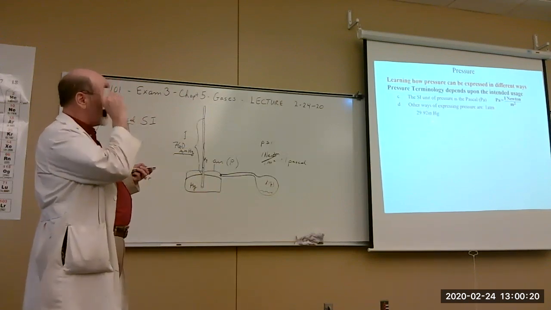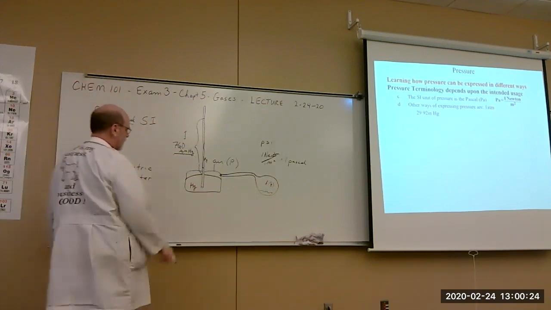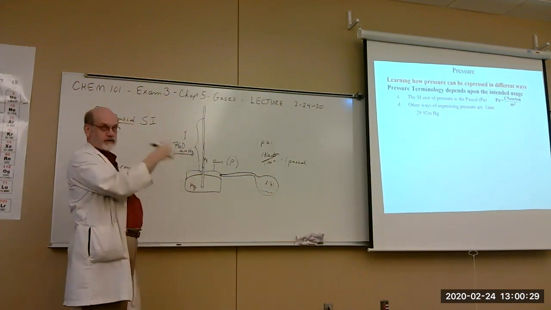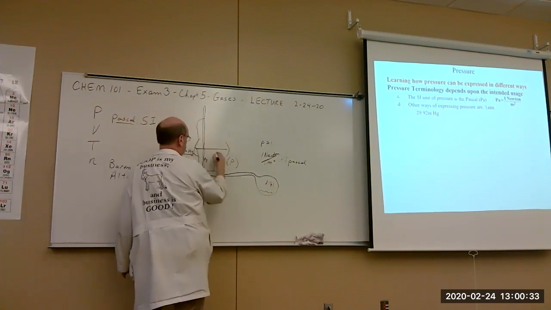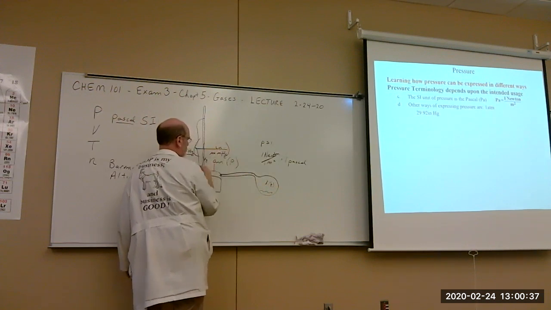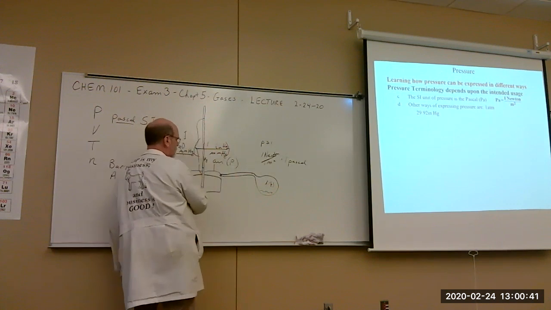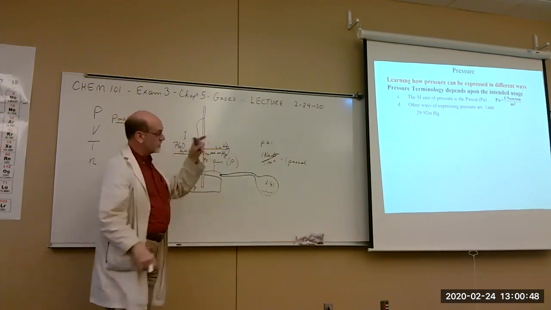Also, 1 atmosphere is equal to 29.92 inches of mercury. So to get that, all you have to do is convert millimeters of mercury. Conversion factor. Right? So millimeters of mercury here, inches of mercury there. What's the relationship? 1 inch equals 25.4 millimeters. Add that into that, and that should give you 29.92.